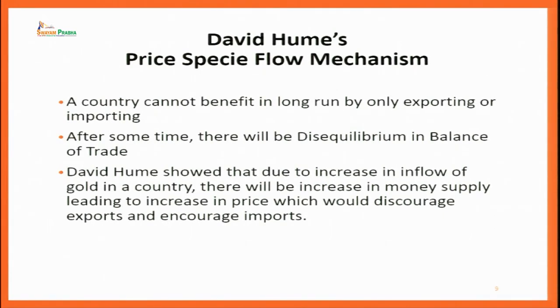He strongly criticized the mercantilism theory and stated that there are glitches in it. In the short run, you can have a feeling that your exports are helping you gain a good gold reservoir, but that is only for a short period. It is not going to be the case in the long run by only exporting. What David Hume wanted to say is that if you keep on doing the export, you keep on getting the gold.